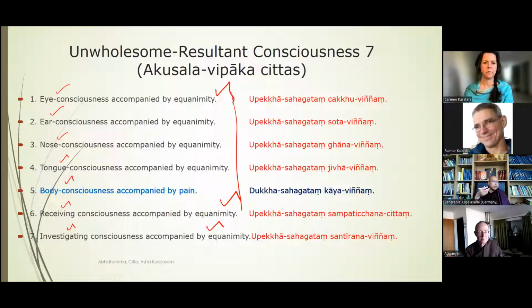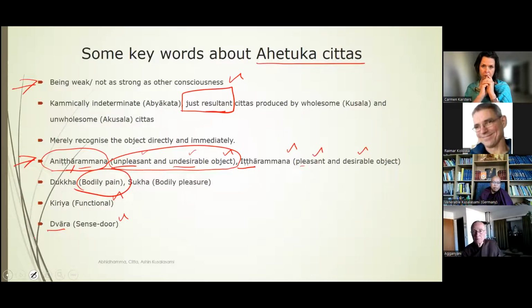So I want to tell you to approach this patiently. You may have a lot of questions at the beginning, as a beginner. Then you understand more and more about the chitta. And the more you understand about the chitta, the more you want to learn about the Abhidhamma. Okay, so this is unwholesome resultant consciousness. One thing you need to know is that these 7 consciousnesses are connected with the anatta ramana here.